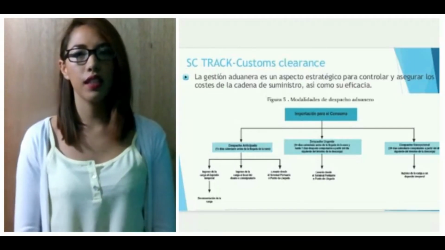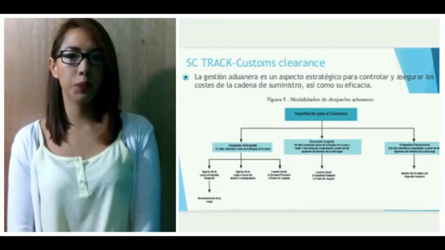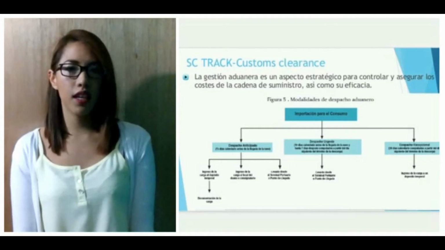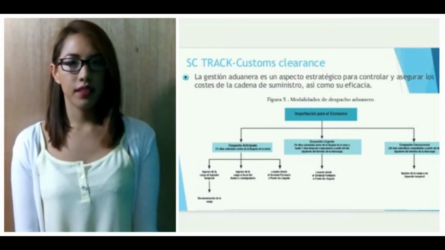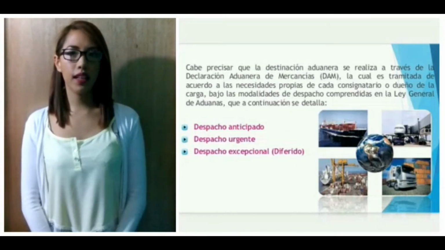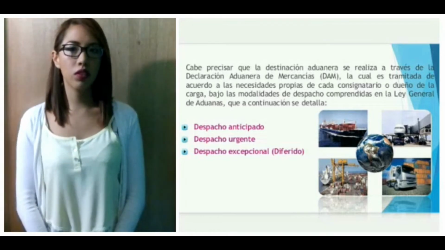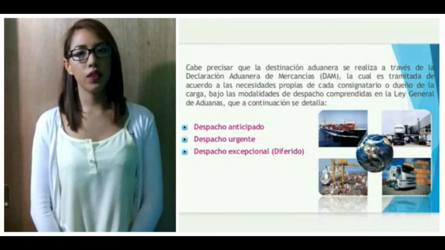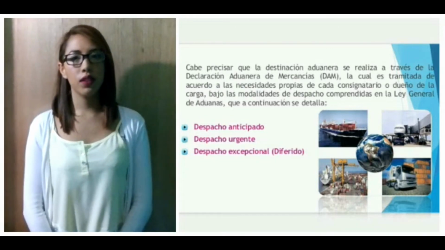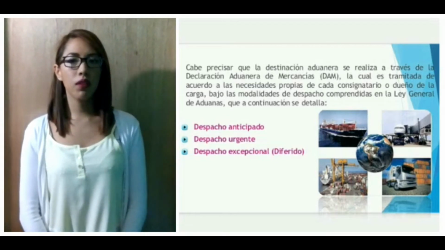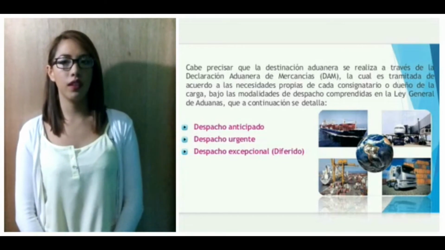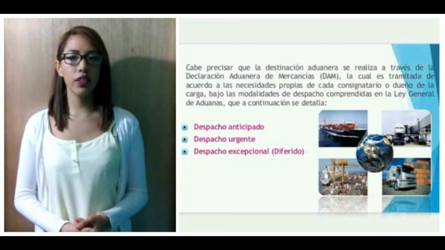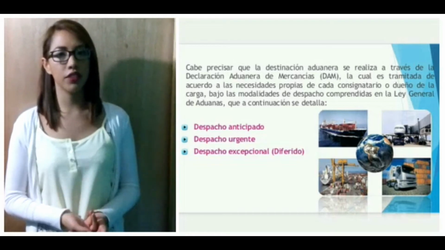Track customs clearance. Customs management is a strategic aspect to control and secure the supply chain cost as well as its effectiveness. It should be noted that customs clearance is performed through the Customs Declaration of Goods (DAM), which is processed according to the needs of the owner of the cargo, in the forms established by the General Customs Law: Advance Dispatch, Urgent Dispatch, and Exceptional Dispatch.